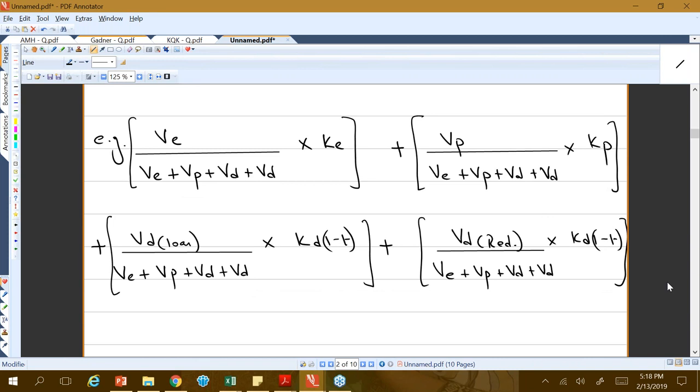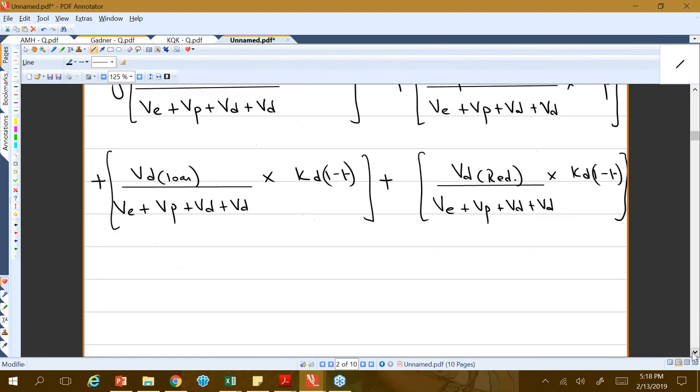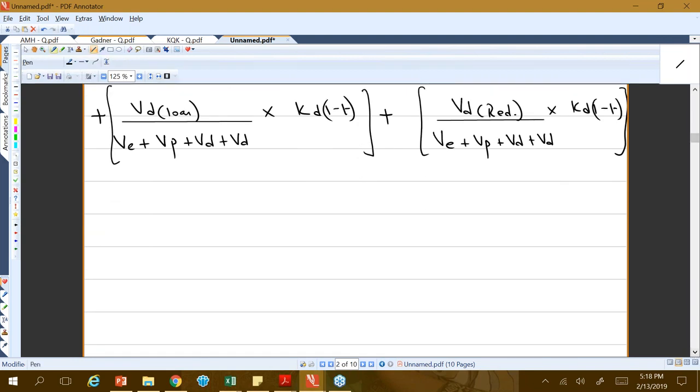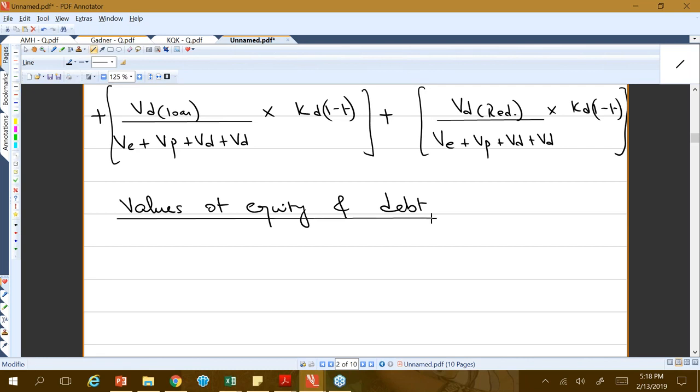Now, let's start looking at the calculations here, and let's do the values part first. So how to find the values of equity and debt. And I'm assuming here that I'm working in market value terms, because they are more commonly examined. Book values are really easy. They're historic. They're in the SOFP.